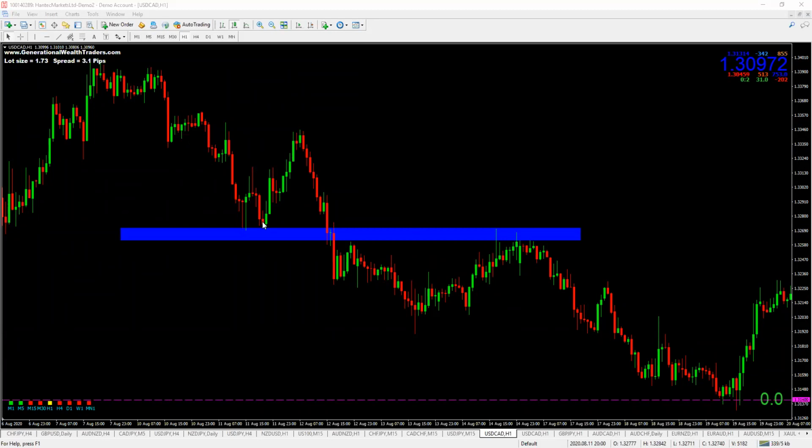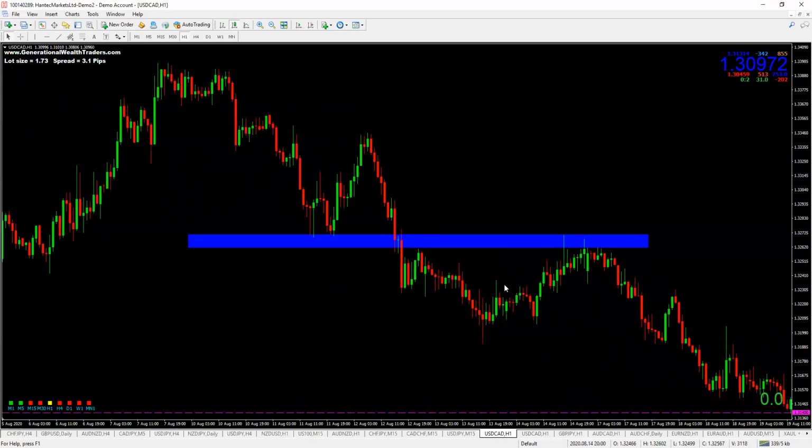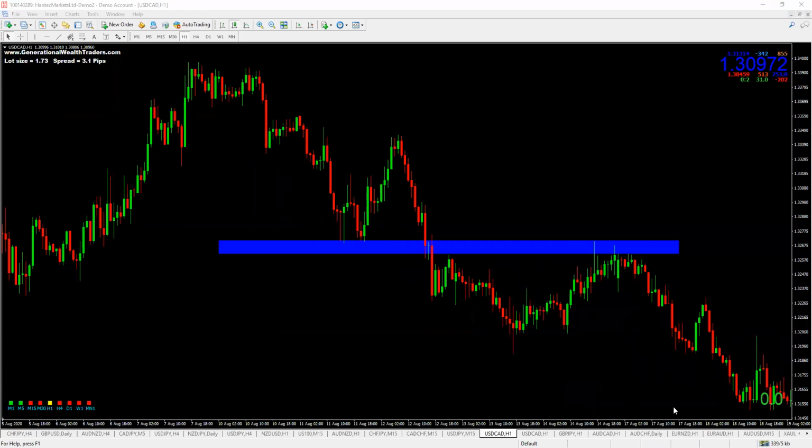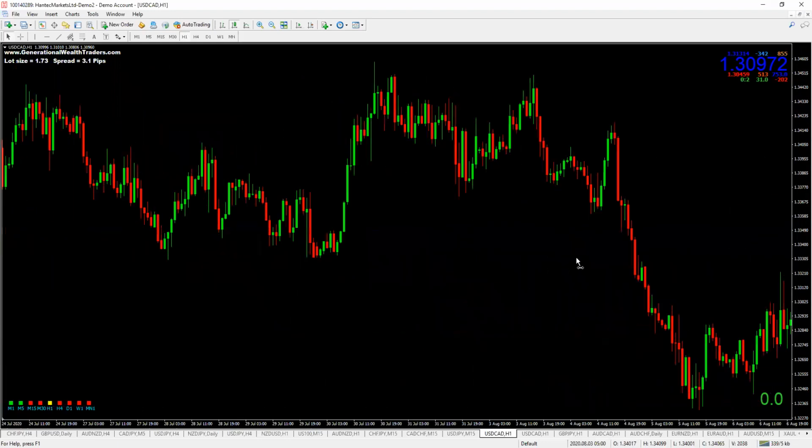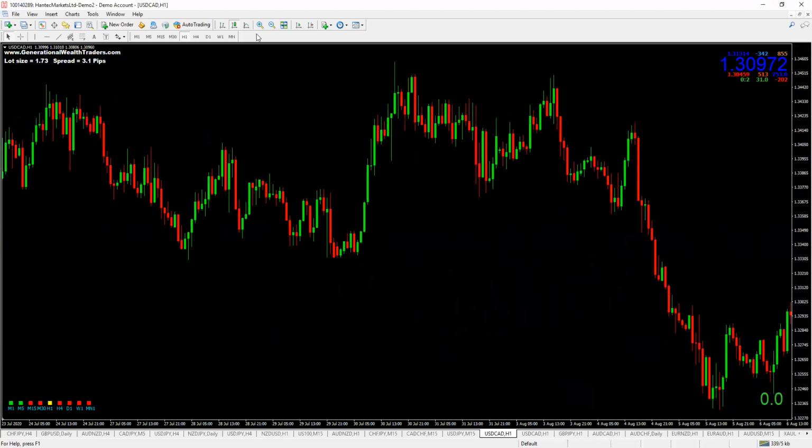The sellers pushed it back down. The buyers stepped in again until the sellers eventually pushed it down. So that is basically what support is, and the reverse is true to give us resistance. So in a nutshell, this is what it is. How else can I say it? You will find support and resistance all over your chart.